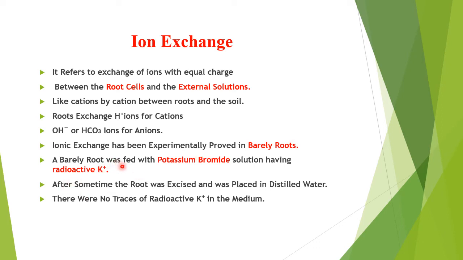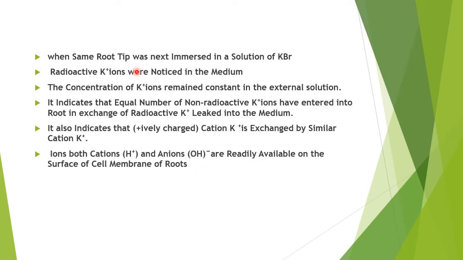See, a barley root was fed with a potassium bromide solution having radioactive K. So a barley root was taken and it was fed with a potassium bromide solution, which had potassium as a radioactive isotope. After some time, the root was excised and placed in distilled water. There were no traces of radioactive potassium in the medium. But when the same root tip was next immersed in a solution of potassium bromide, radioactive potassium ions were noticed in the medium.